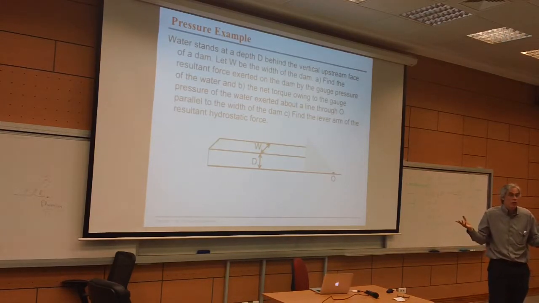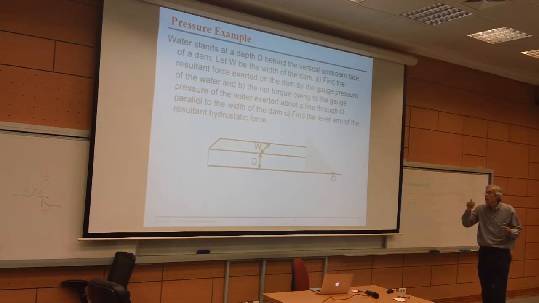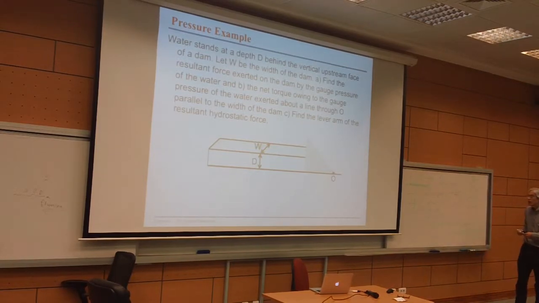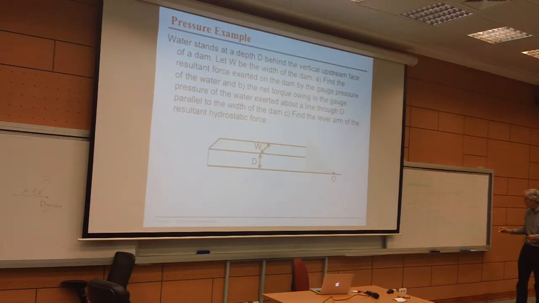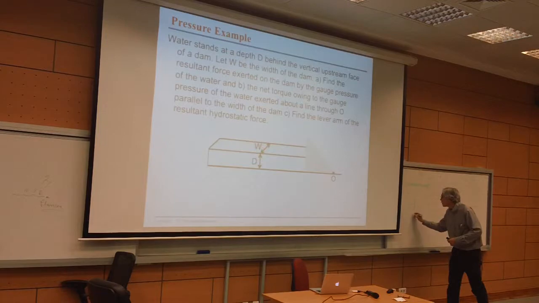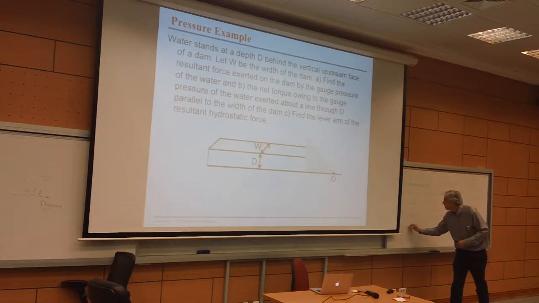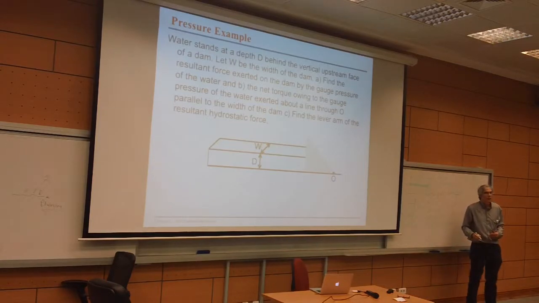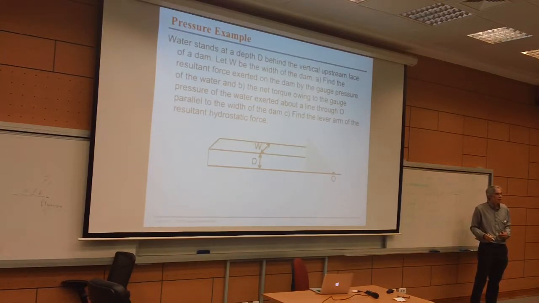Because the torque depends on the point where you apply the force, right? Okay, so the last part of the question asks what is the lever arm of the resultant force. So this rho g, we said now is equal to rho w g times g cubed over 6. Notice that this is equal to d over 3 times the resultant force. So what is the lever arm of the resultant force? It's d over 3, right?